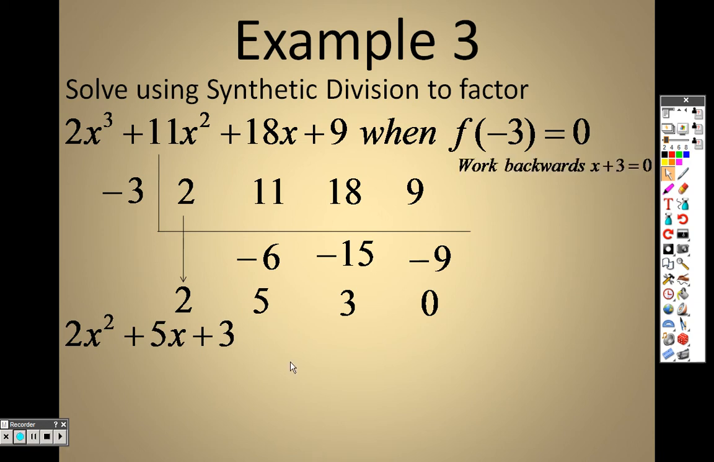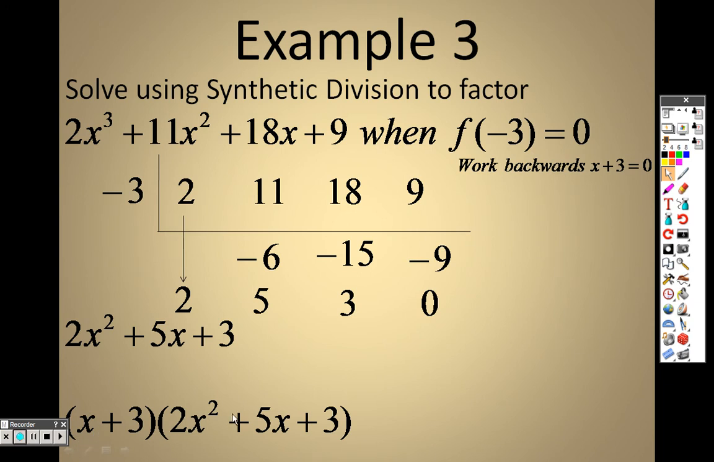Okay, no problem. But we have to work this backwards. I'm saying that it's negative 3, so what equation gave me that negative 3? Well, looking backwards, this is the equation, right? If I subtract 3 on both sides, I get x equals negative 3. So the equation that would give me that negative 3 is x plus 3, which is why I have this x plus 3 out in front and this in the back.